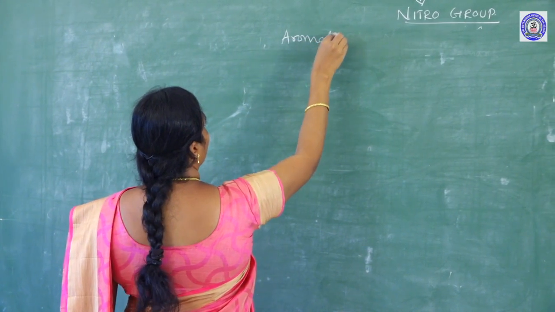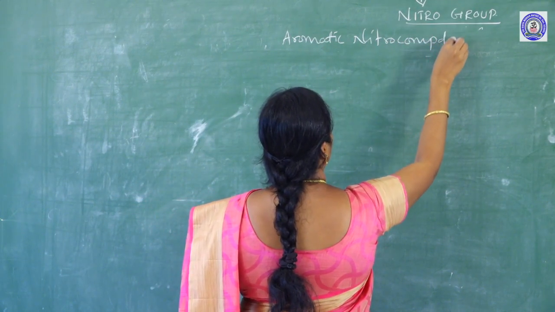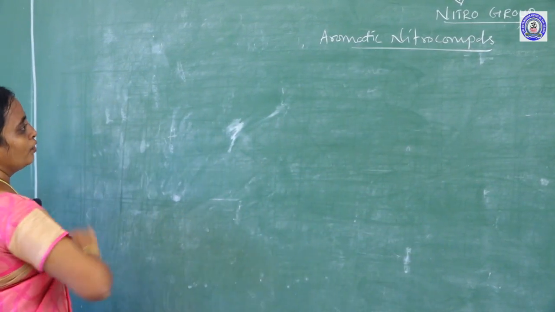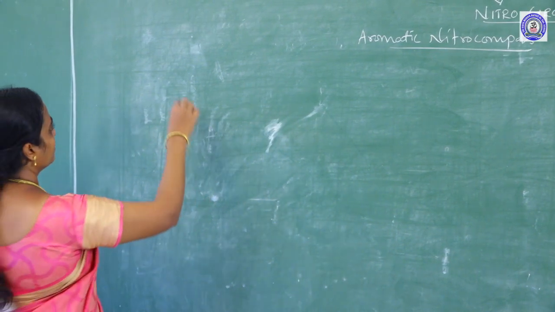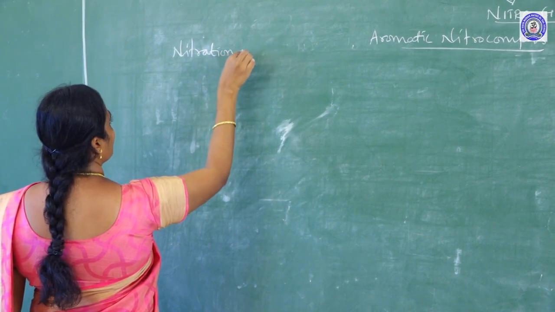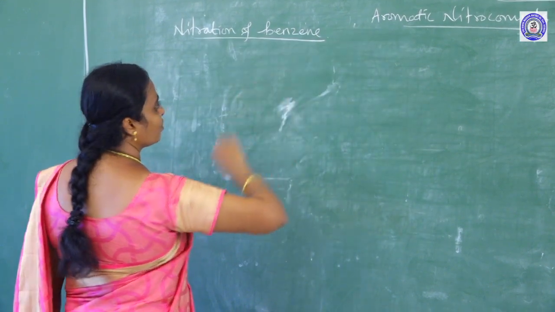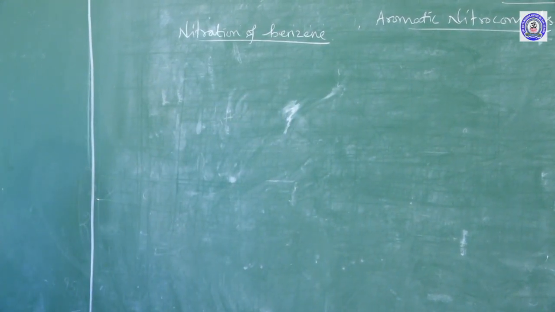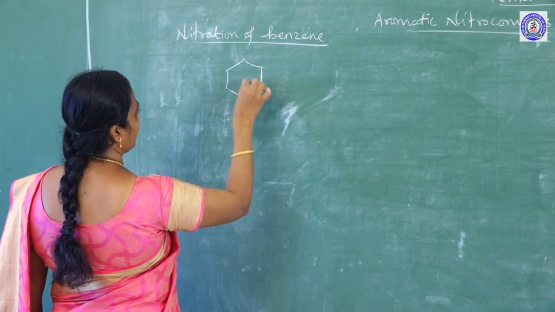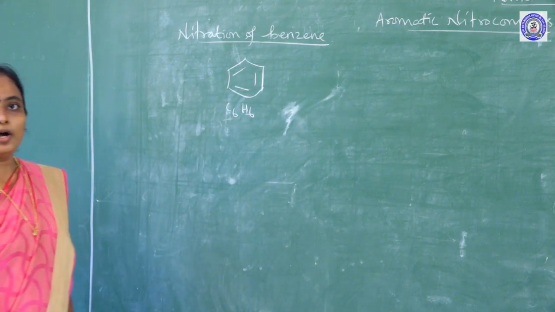What are we going to see next? Aromatic nitro compound, that is nitrobenzene. How to prepare nitrobenzene? By using nitration of benzene, you can prepare an aromatic nitro compound. So, if I am taking benzene, you know it is C6H6. Benzene on nitration.